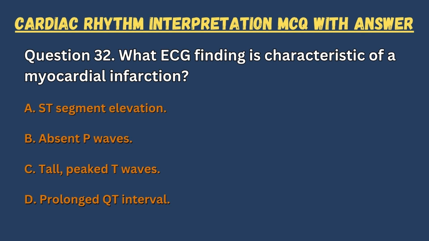Question 32. What ECG finding is characteristic of a myocardial infarction? A. ST segment elevation. B. Absent P waves. C. Tall peaked T waves. D. Prolonged QT interval.